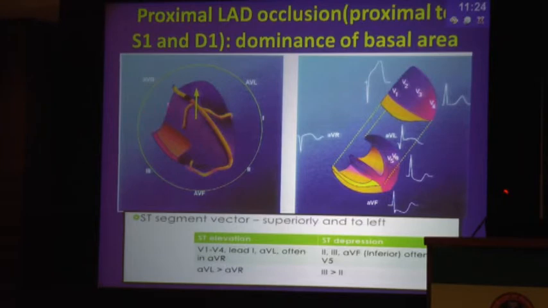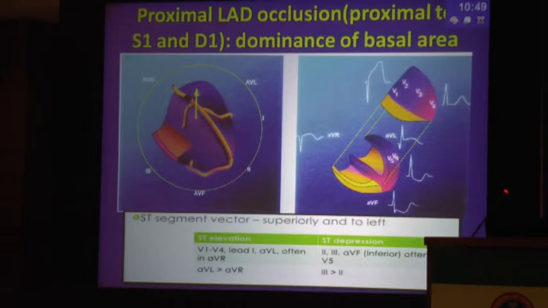If you have a proximal block, of course it's an anterior infarct. It's a patient who has ST elevation in V1, V2, V3, V4. But along with that, what we have is ST changes going up in this area. So you will have, of course, ST elevation in V1 to V4, but you will have lead 1 and AVL also showing ST elevation. And you will have AVR also showing ST elevation. And since it is pointing more upwards and towards the left, you will have AVL more than AVR. AVL is going to show you more elevation than AVR.